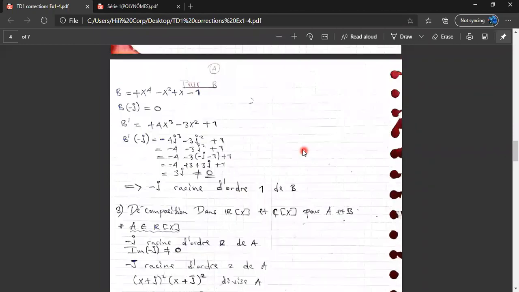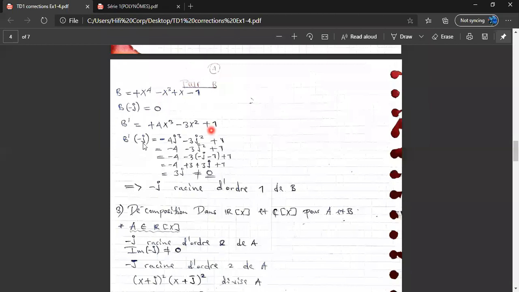So we say pour B. Oh, anyway, we've not finished 2. We need to do it for B. Sorry. So we're doing it for B. B is equal to 4x to the power 4 minus x^3 plus x minus 1. We're still on question 2, proving if j is a racine. When we put j into B, we already proved it is equal to 0. B prime, what are we going to have? We're going to have 4x to the power 3 minus 3x to the power 2 plus 1.